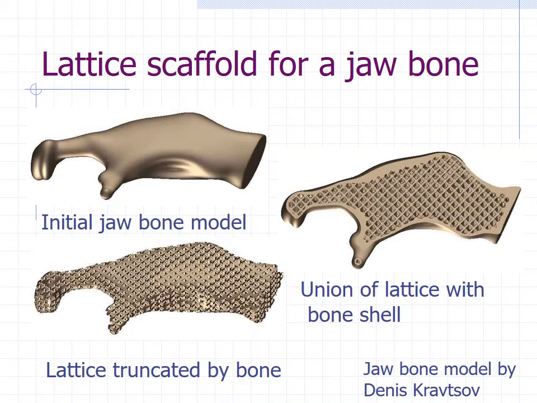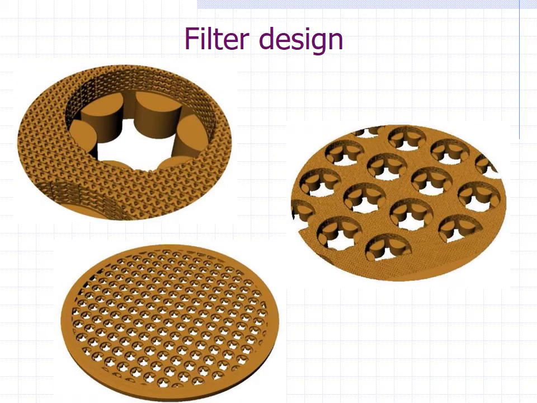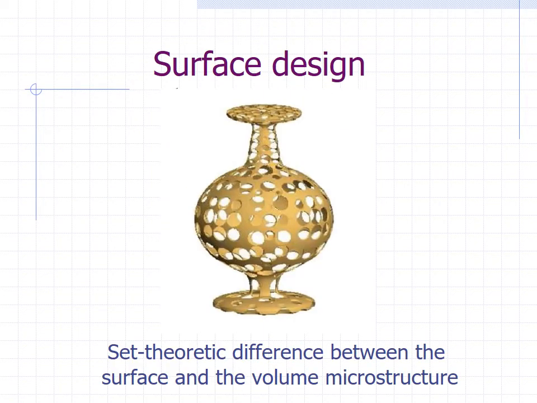Here you can see the workflow for modeling a lattice scaffold for a jaw bone. First of all, we take an initial jaw bone model, then the lattice is truncated by the bone, and finally we add the shell by union of the lattice with the bone shell. Unit cell replication can be used to design filters. A set-theoretic difference between the surface and the volume microstructure can produce such complicated shapes shown on this slide.